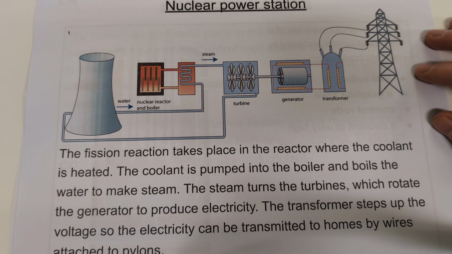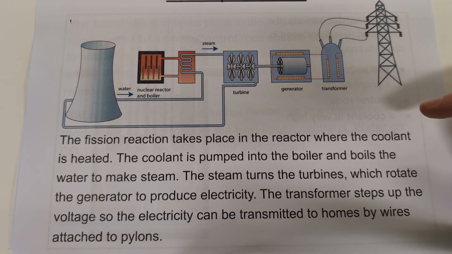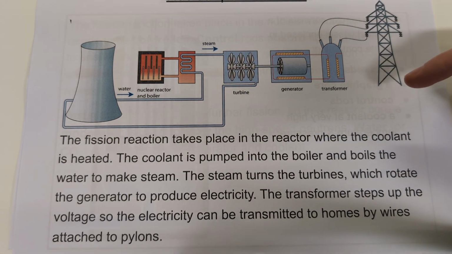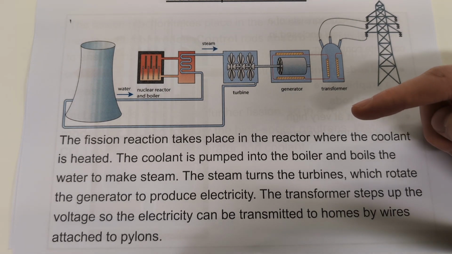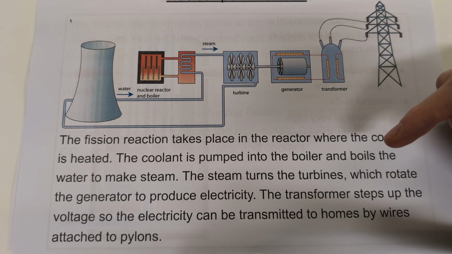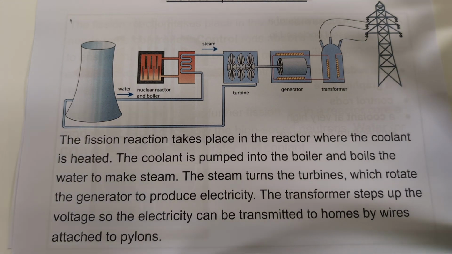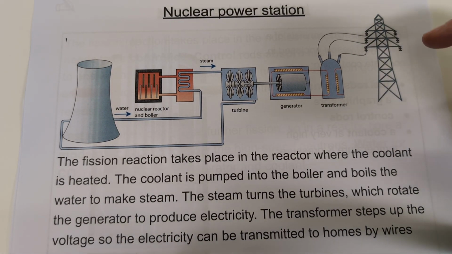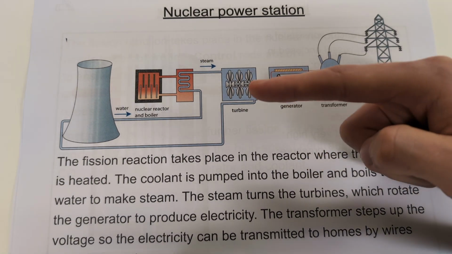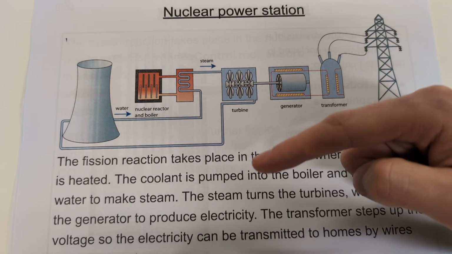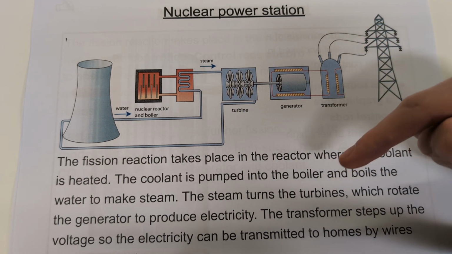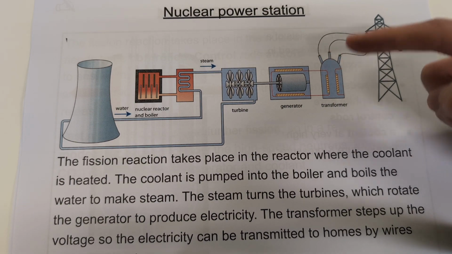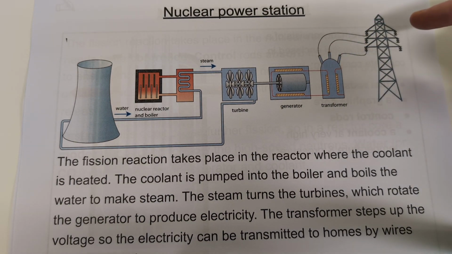So here's the nuclear power plant. The fission reaction takes place in the reactor, where the coolant is heated, and the coolant is pumped into a boiler and boils water to make steam. This is a very common way to produce energy, and it's the same way we produce energy with fossil fuels. The steam then turns the turbines, which rotate the generator to produce electricity. Then this transformer steps up the voltage so it can be transmitted to homes via wires. And this then goes to the national grid, which we've already seen.